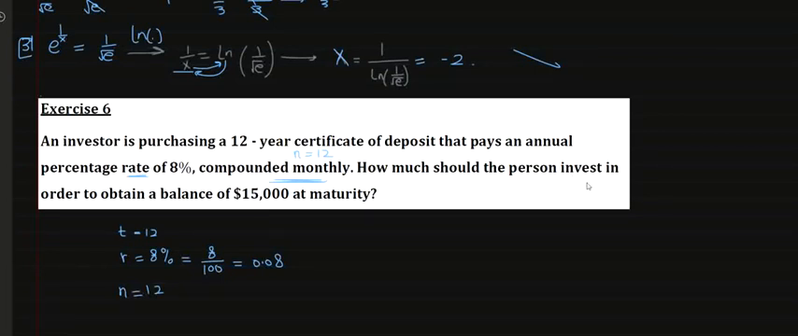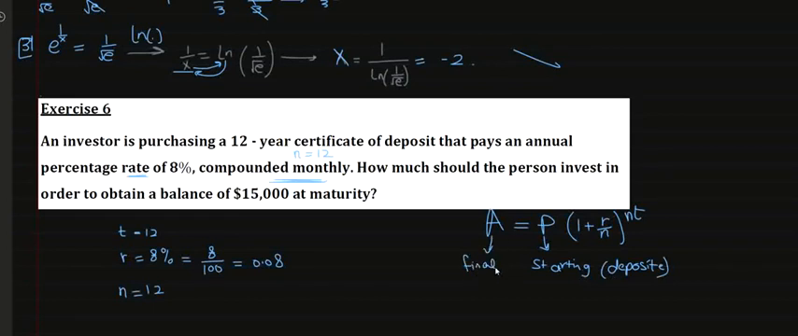How much should the person invest in order to obtain the balance? How much should we invest? Is it the A, the amount we will have at the end, or the starting amount P, and then 1 plus r over n to the power of nt? That's the formula. So P is the starting amount, or simply the deposit, and A is the final amount after the investment.